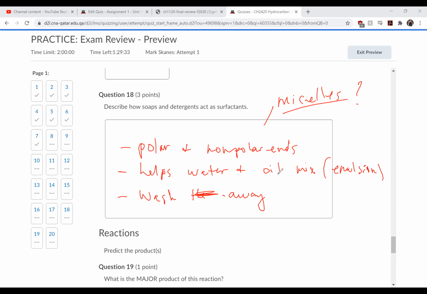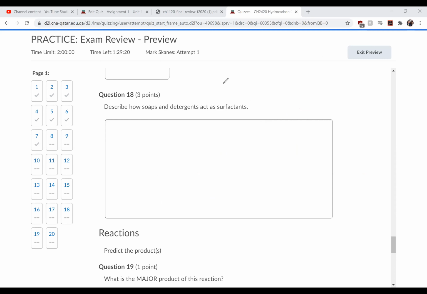So how do soaps and detergents act as surfactants? Well, soaps have polar and nonpolar ends. This helps the water and oil mix, forming an emulsion, and then you can wash it away. Cool. All right, 2 more.